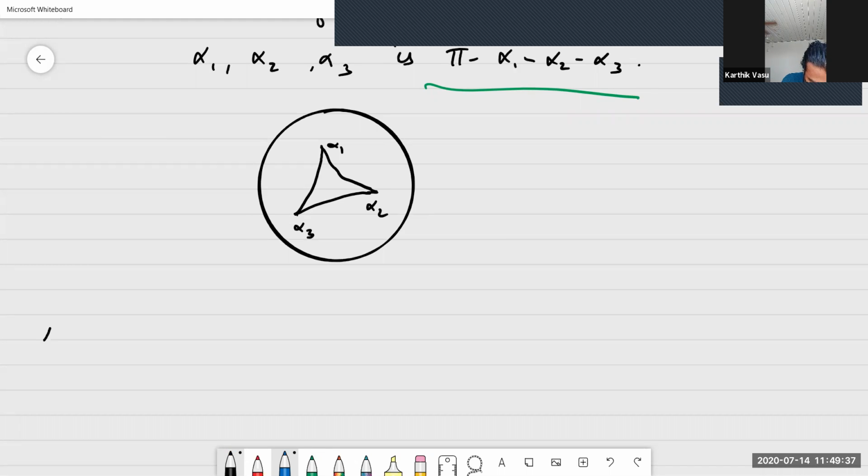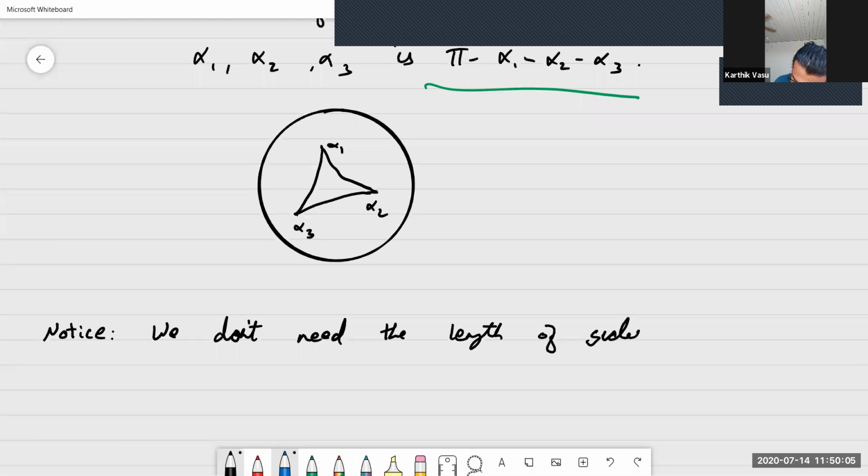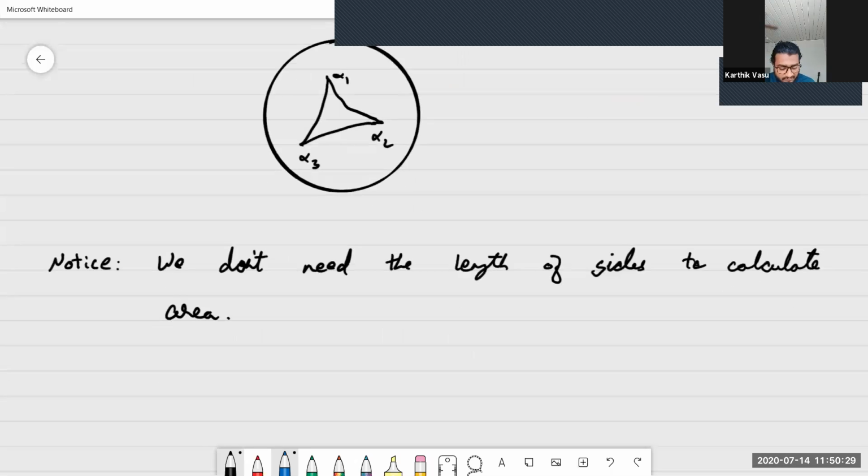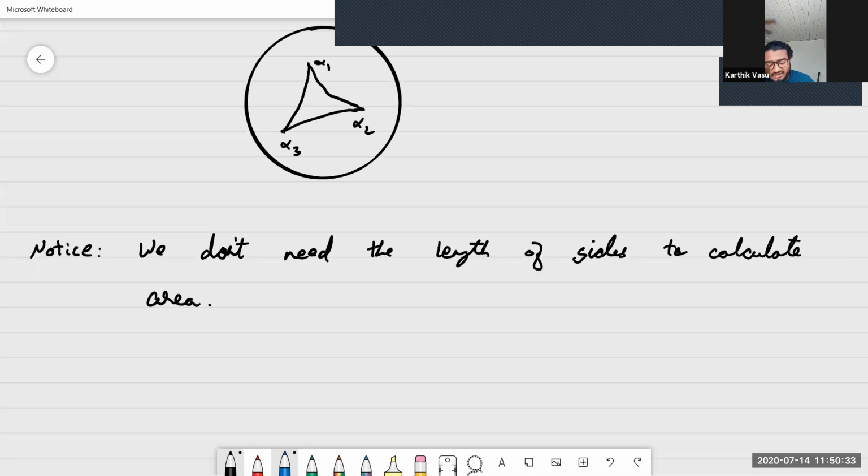So we don't need the length of the sides to calculate area, just the angles are enough. This also means that given any two triangles which have the same angles, or which are similar, then their areas must be equal. It can also be proved that they will be congruent.